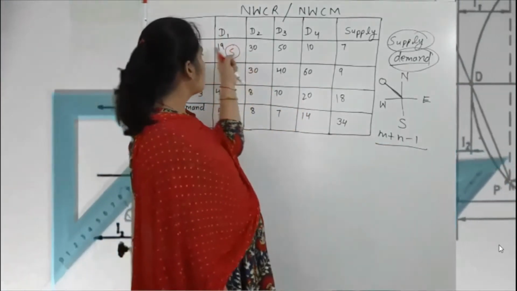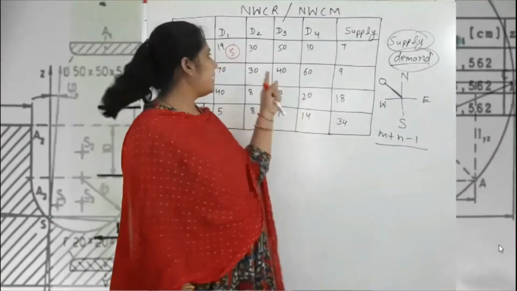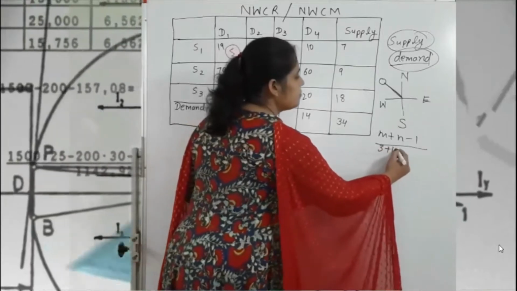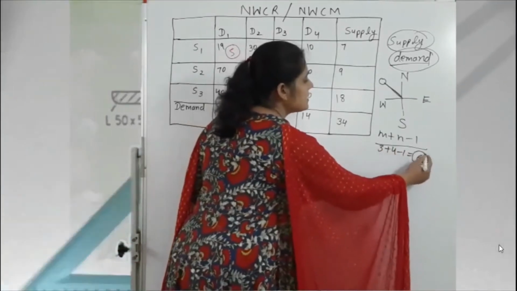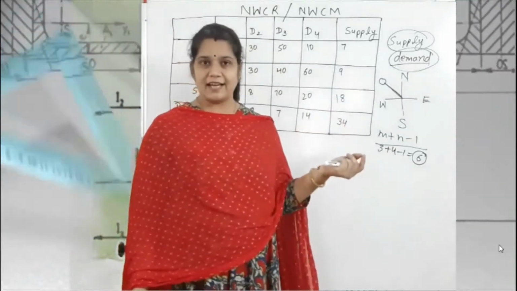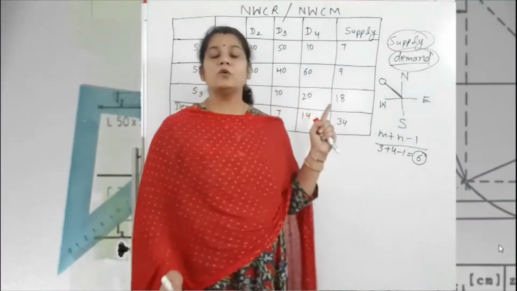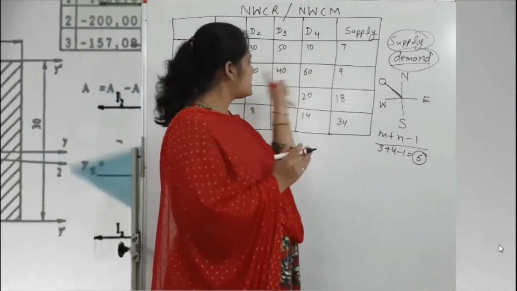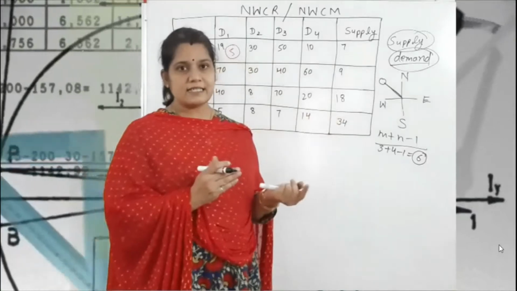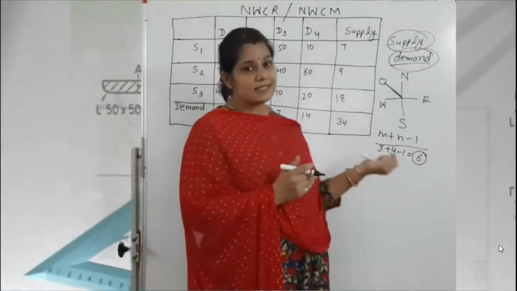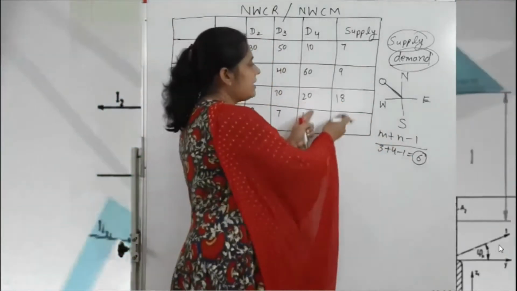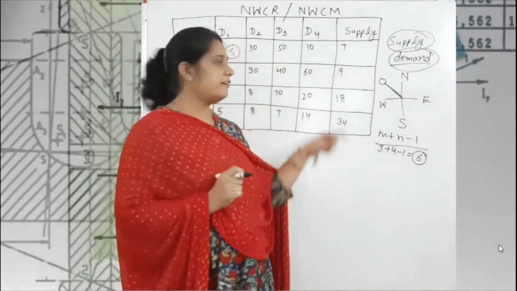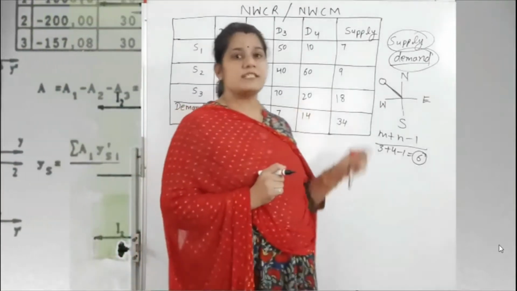In this question we have 3 rows and 4 columns. So here we write 3 plus 4 minus 1, that means 6. So the condition is that in this question we allocate 6 cells. Got it? 6 cells. If we allocate the 6 cells and our supply and demands are satisfied, that means our question is correct, and this method always gives a feasible solution.